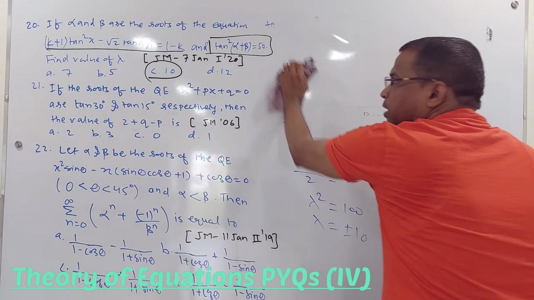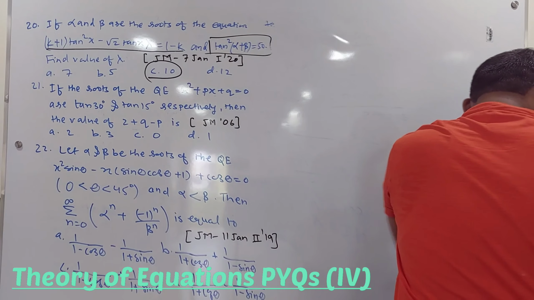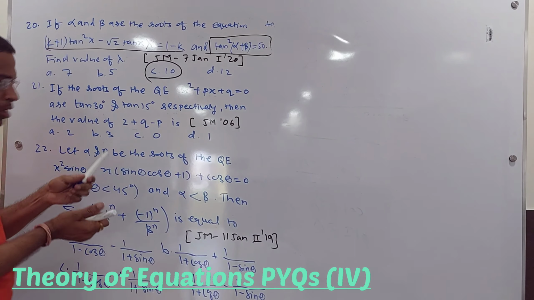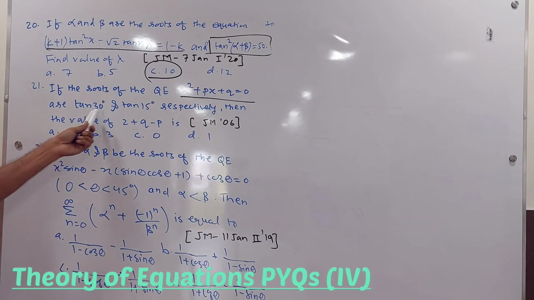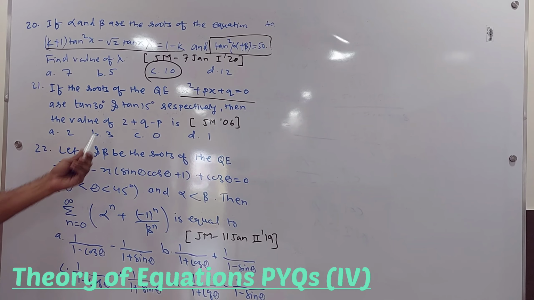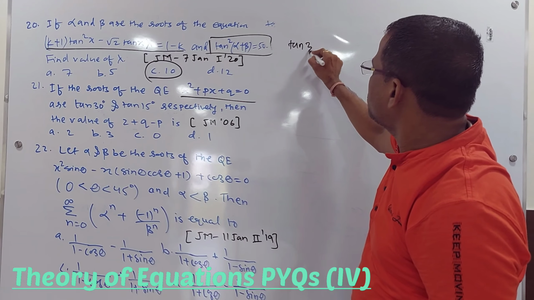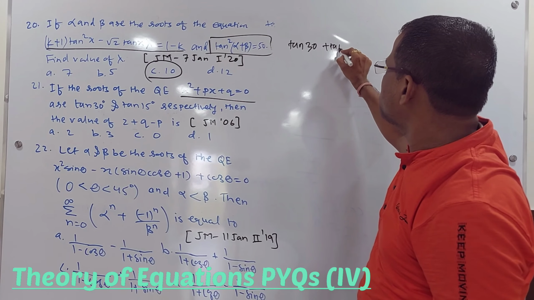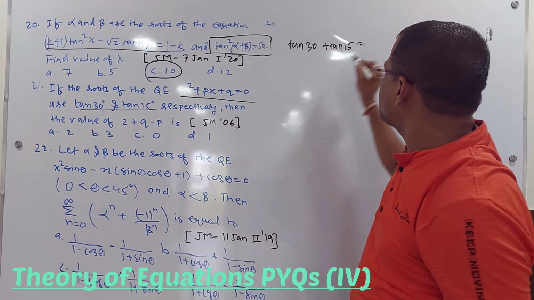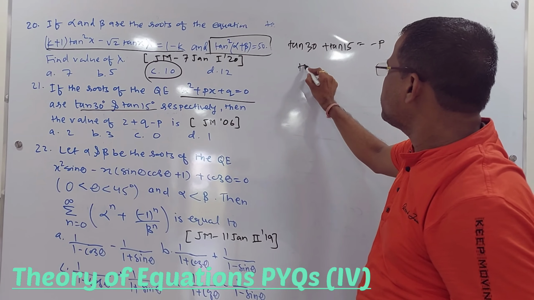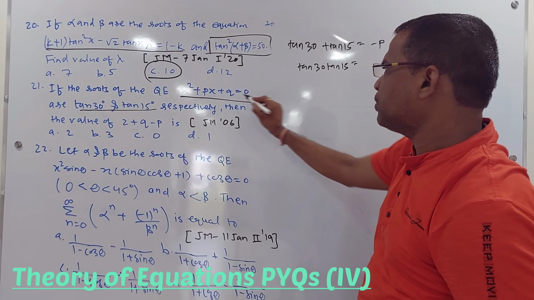First sheet. Yeah, the 21st question is again an easy question. They have given the quadratic, this one, and tan 30 and tan 15 are the roots in the value of this. Very simple question. I think so. Tan 30 plus tan 15 is the sum of the zeros because they are the roots. So the sum of the zeros gives you minus b, and tan 30 into tan 15, that is the product of the zeros, is q.